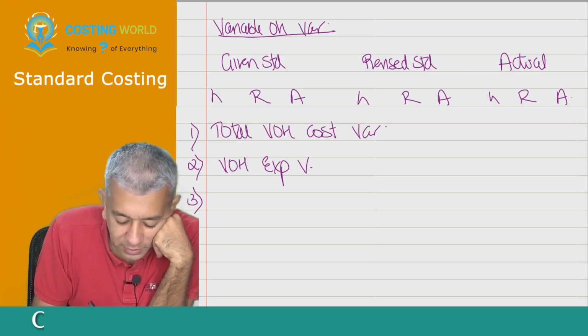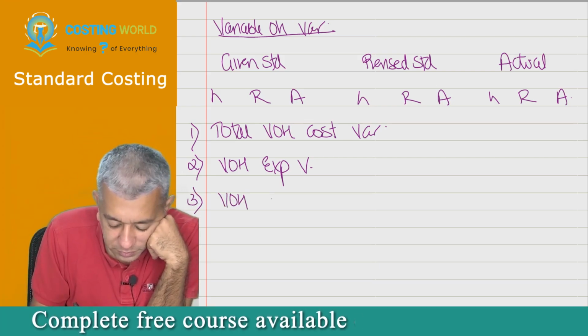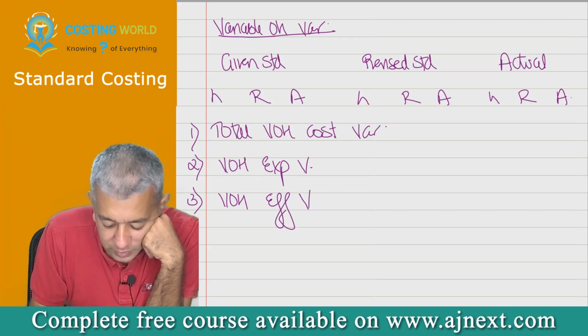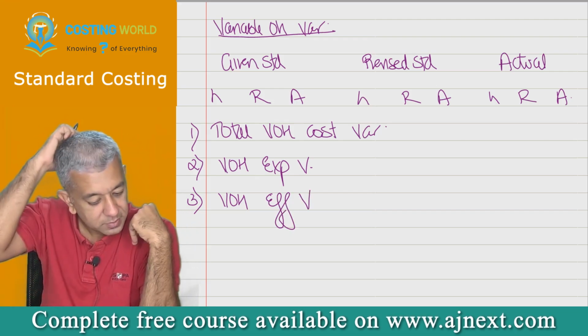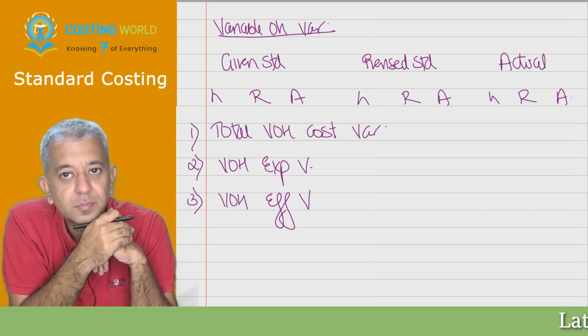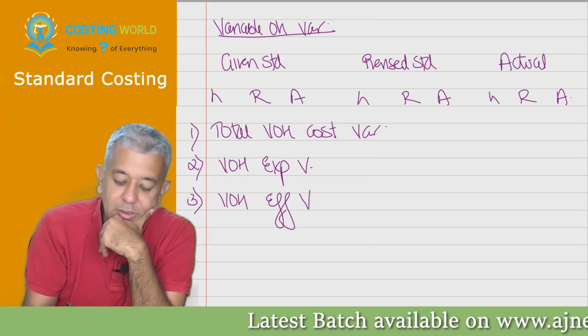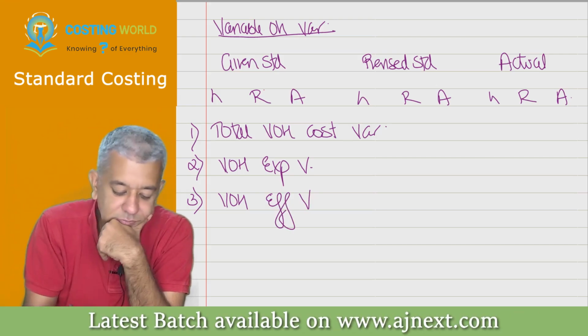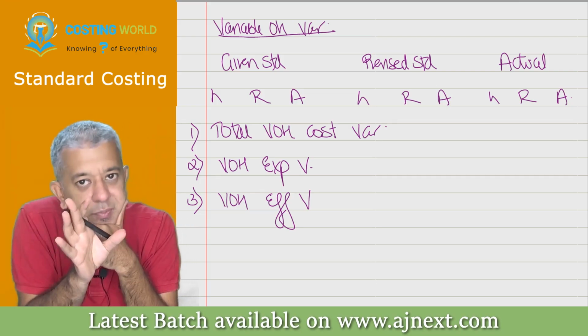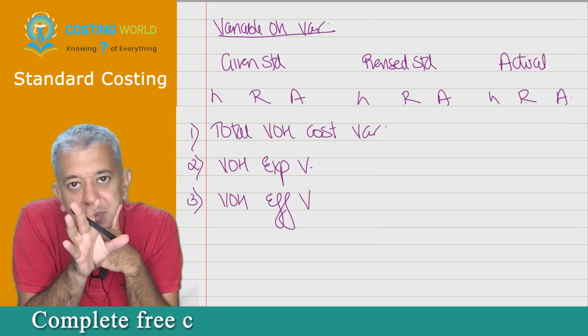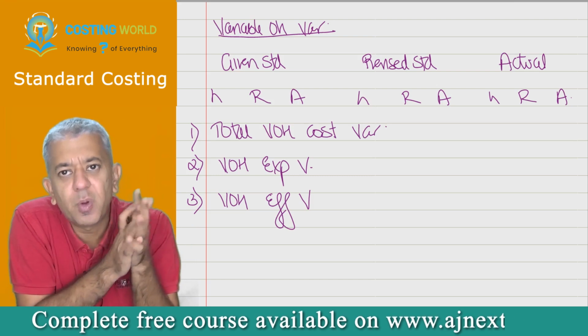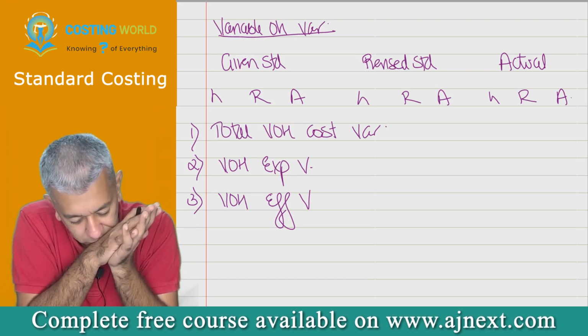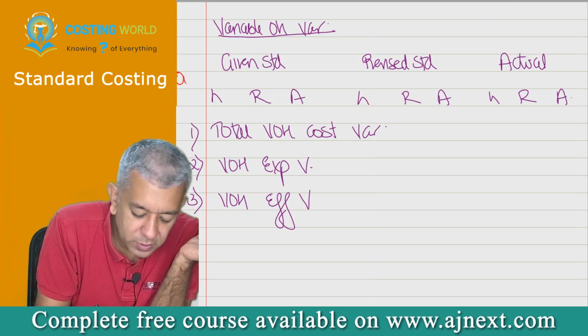Leave one line, write down variable overhead efficiency variance. Now, you will do one thing. Tell me, variable overheads are dependent upon what factor? Output. Okay, so write down over here output.